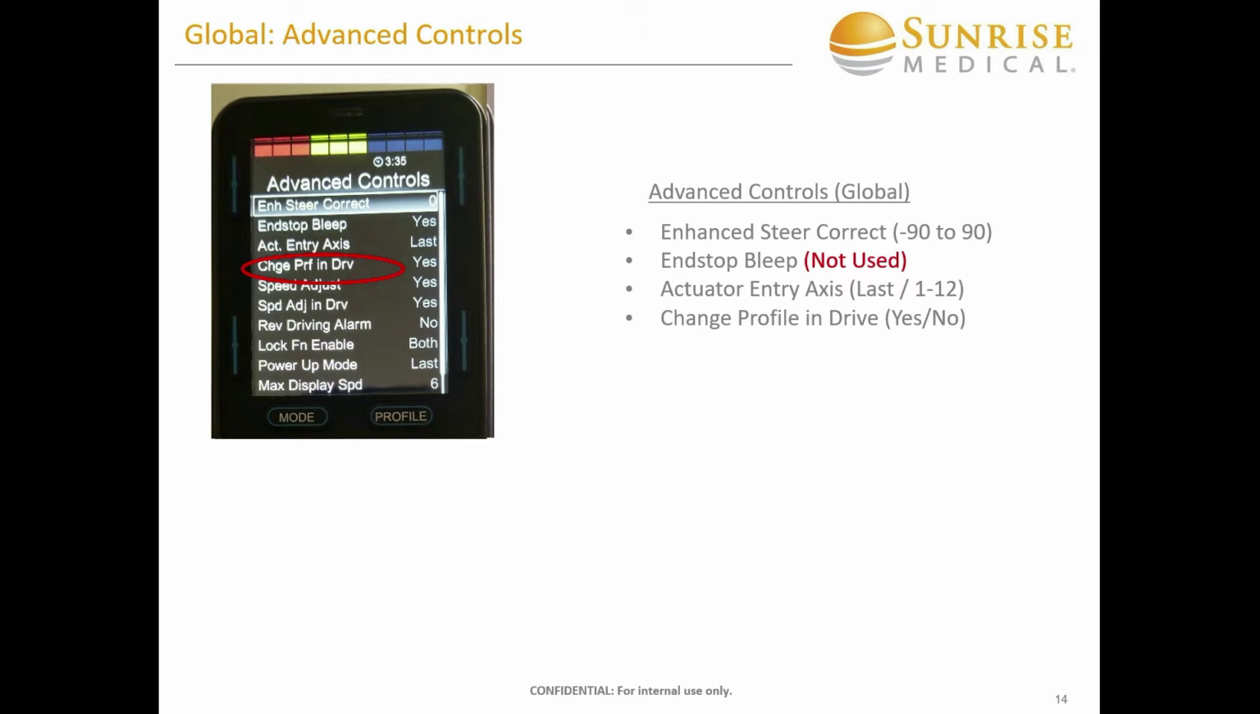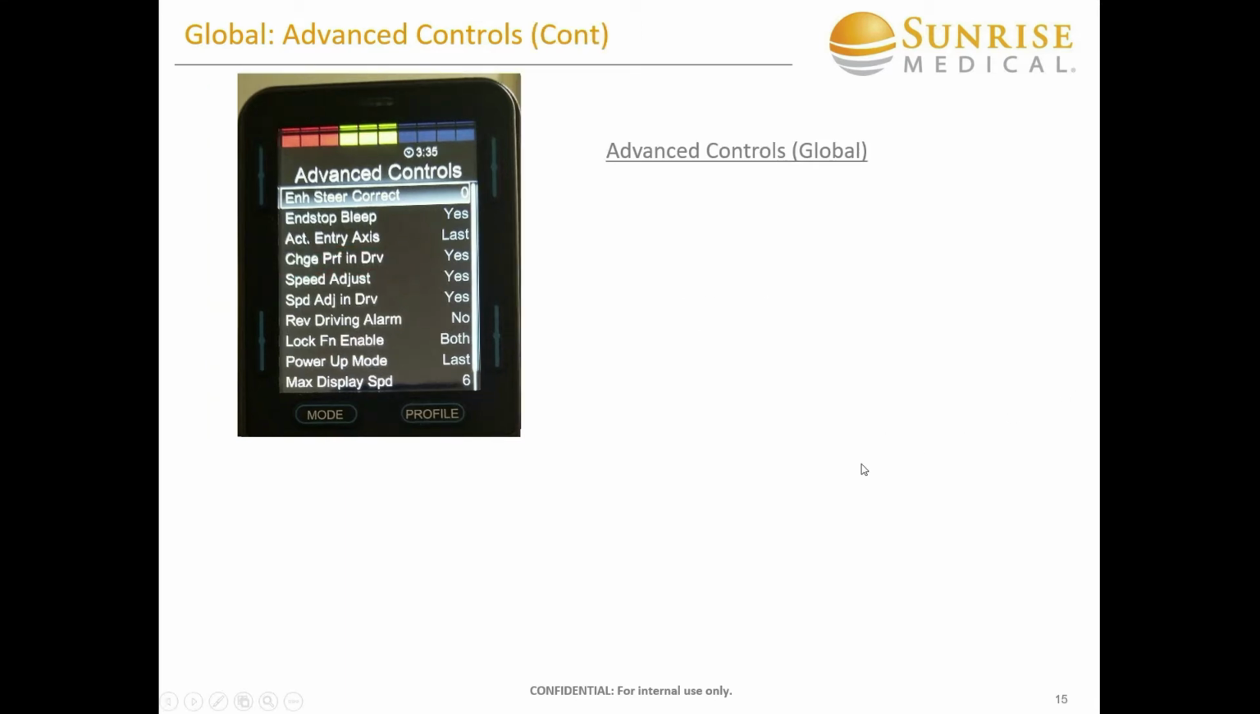Now this may be important if somebody accidentally is hitting the profile button while they're driving. They want the functionality to change the profile, but they don't want to actually hit it maybe when their hand's on the joystick and it's moving forward. Maybe their knuckle or some part of their hand is accidentally hitting the profile button. You can turn that off so that they have to come to a complete stop in order to change the profile. Okay, going on, we also have what we call speed adjust.